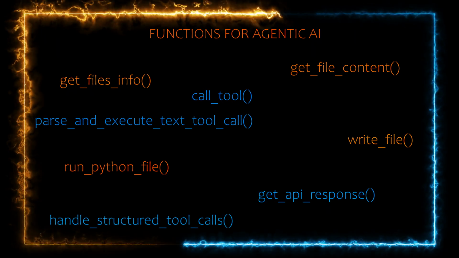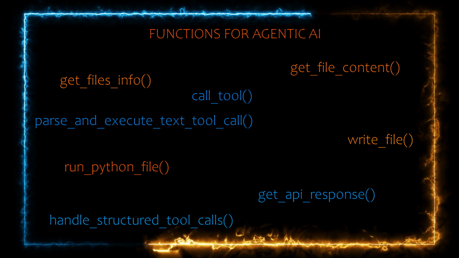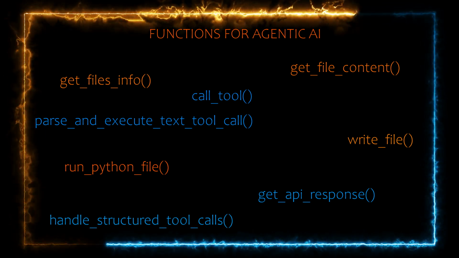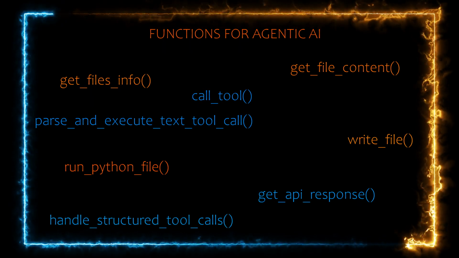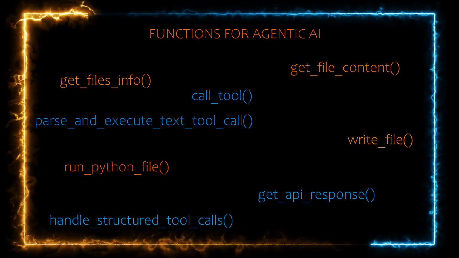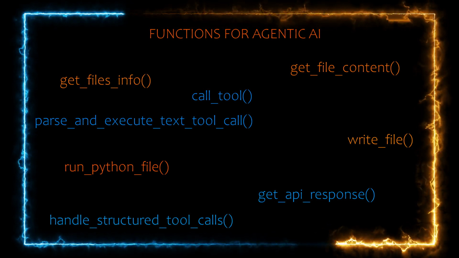handleStructuredToolCalls processes structured tool calls from the LLM response. It extracts function names and arguments from each tool call, executes them via the callTool function, and appends the results to the messages array with the proper tool call IDs for the next API request.